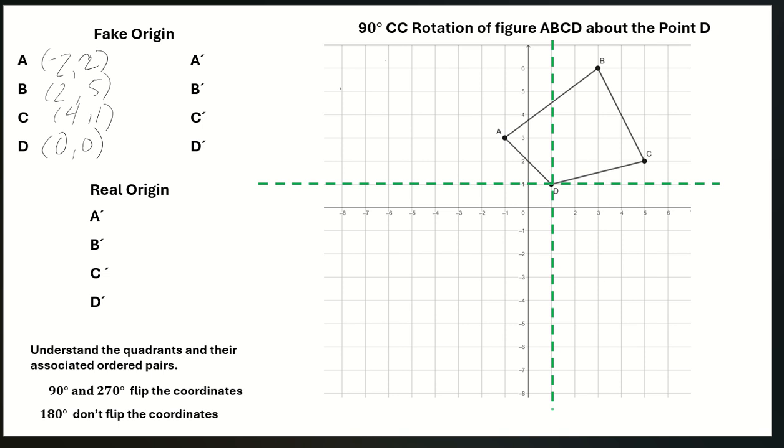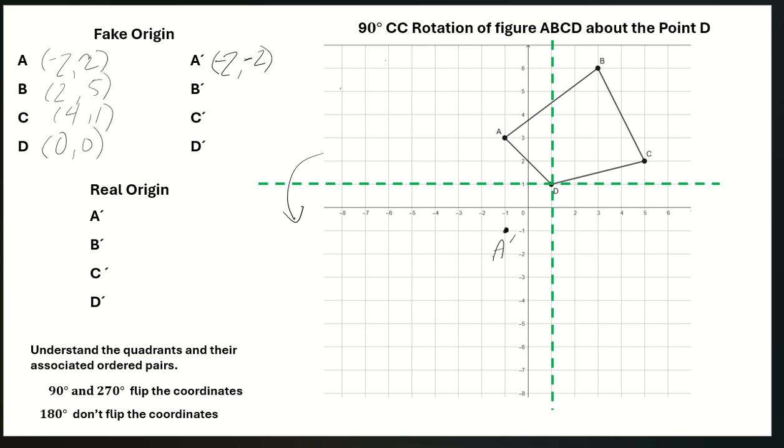Now we're going to rotate. Let's start with point A. I'm rotating counterclockwise, and each quadrant is 90 degrees. So if I'm in quadrant 2, 90 degrees will be quadrant 3. I do want to flip my coordinates for 90 degrees and 270 degrees. Now you might be asking, wait a minute, that is not an ordered pair in quadrant 3, and you're right. We're just going to make it fit. We're going to make that 2 a negative. So A prime is going to be at negative 2, negative 2 using the fake origin. Start at the origin, go over 2, go down 2. Boom, A prime.